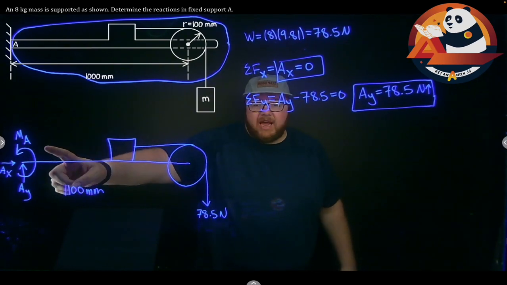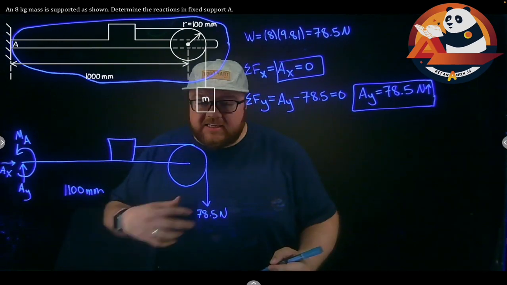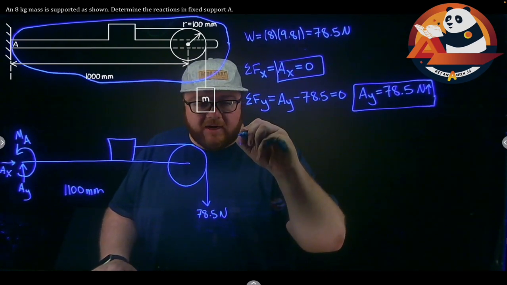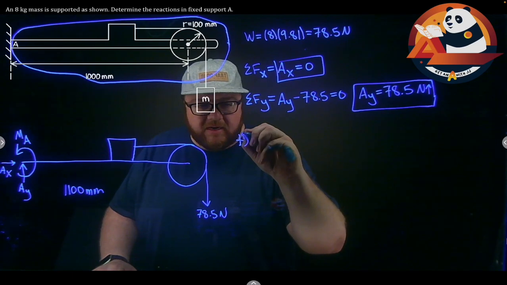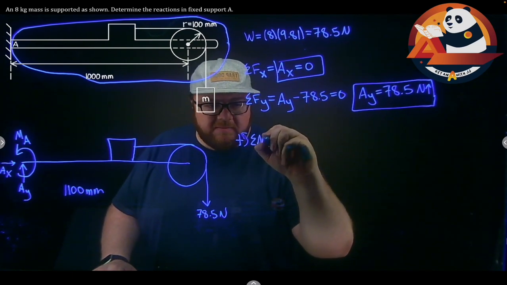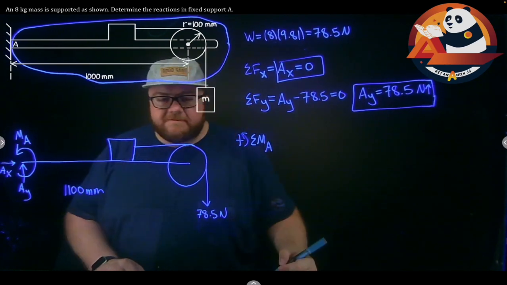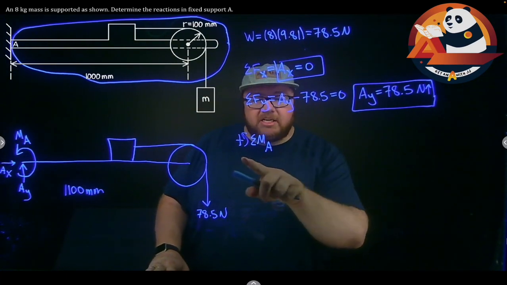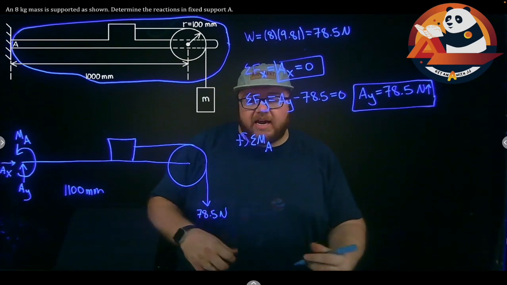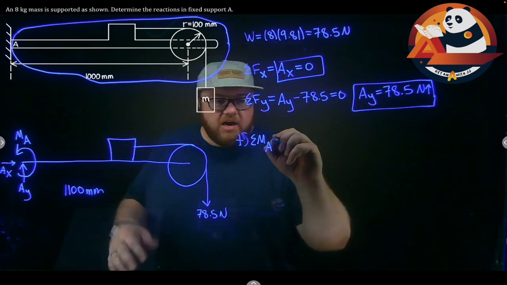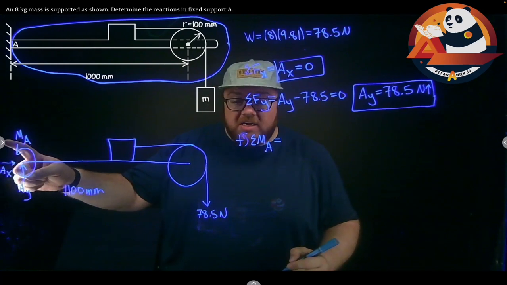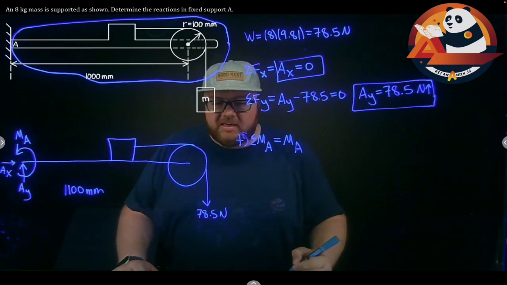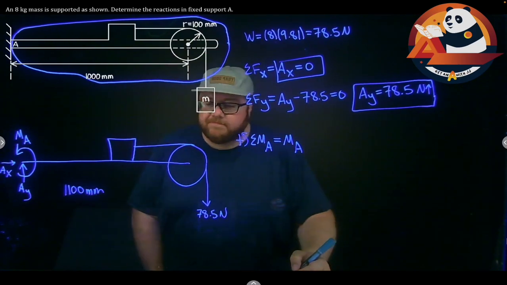But my last piece, I need MA in here. To do that, I can sum moments about any point I want to take a look at. I will sum my moments at point A with positive going counterclockwise. This is what equation I am setting up: I am summing moments at A. That will be my equilibrium equation. I can set this equal to, and the first thing I will put in is my variable, MA. That's what I'm going to solve for in here. Equals my couple moment, MA.